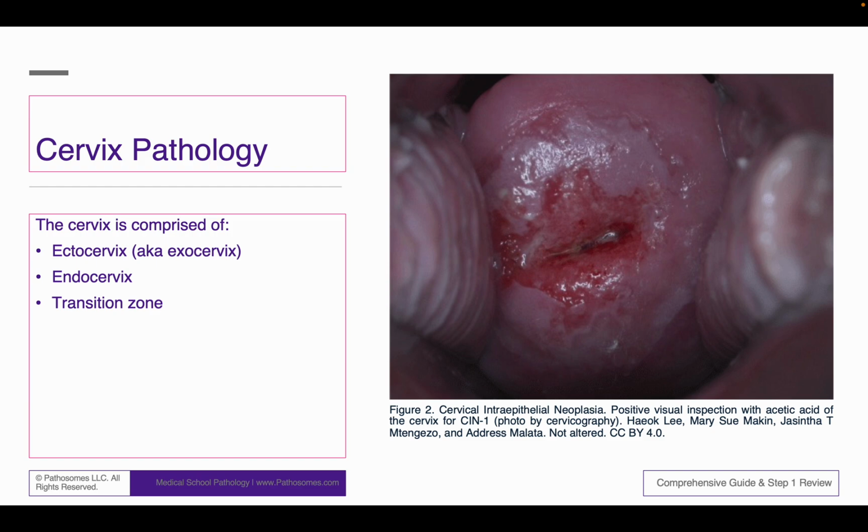If you take a look at the image to the right here, does this look normal or abnormal? It's been sprayed with acetic acid and it's showing this discolored whitish grayish lesion, right? This is cervical intraepithelial neoplasia. We know that because we got a biopsy of this at a later date, right? Because that diagnosis is made via microscopy.